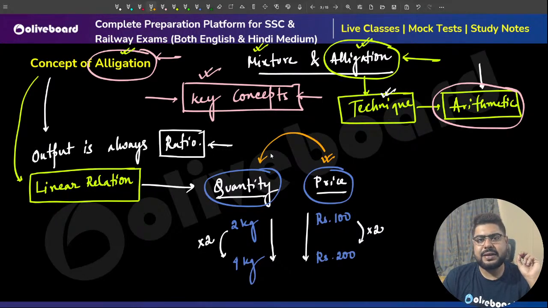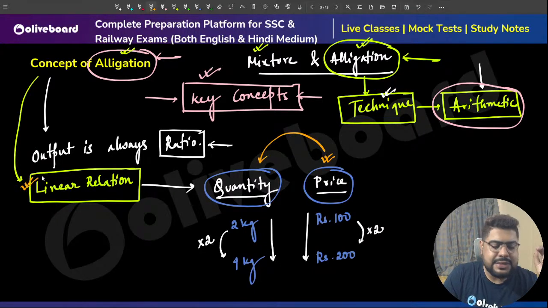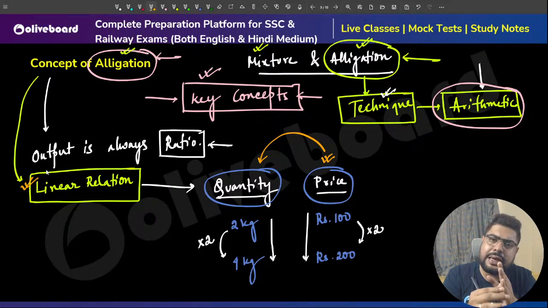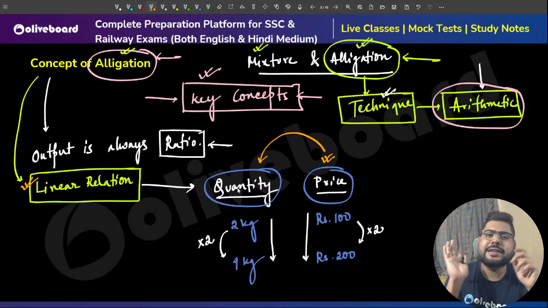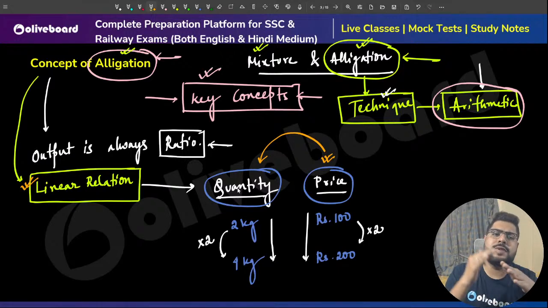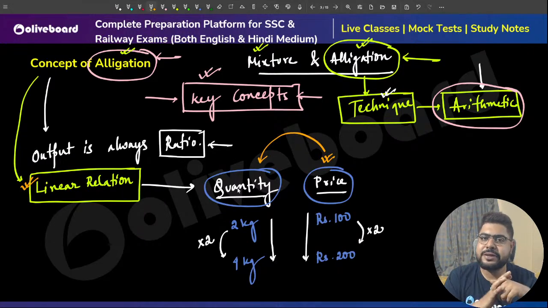The allegation theorem allows us, if there are two quantities which are in linear relation, to use allegation on one to get the ratio for the other as well. That is the beauty, the biggest flex of allegation. That is why allegation is so useful. That is why allegation is so popular.